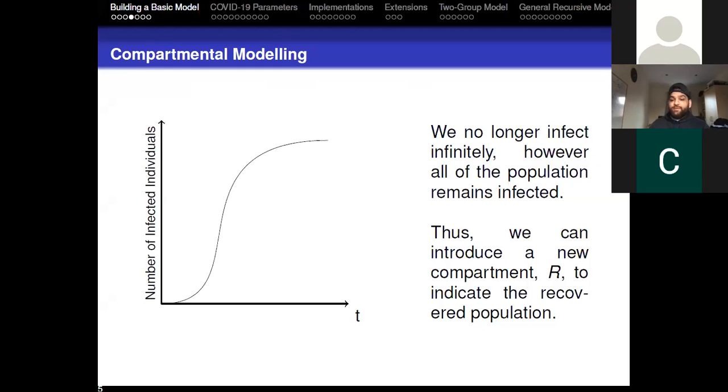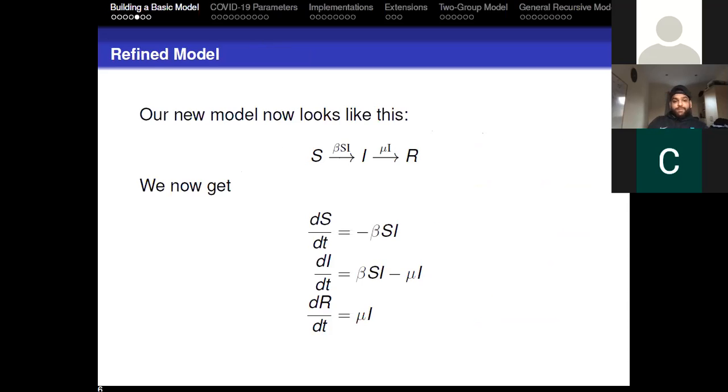So to fix this, we can just add a new category to our population, an R category. Over there it says it indicates the recovered population, but we can also think of it as indicating the removed population. That will include both the recovered and people who have died from the disease. So next slide.